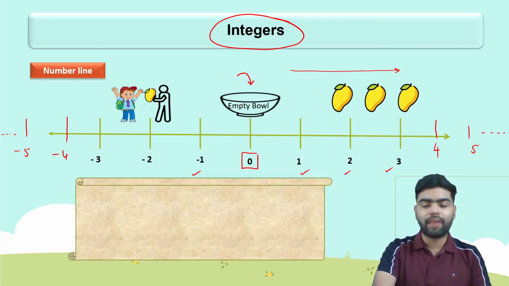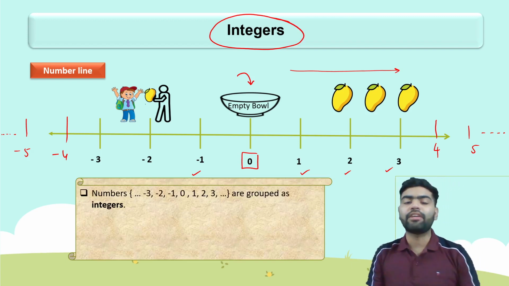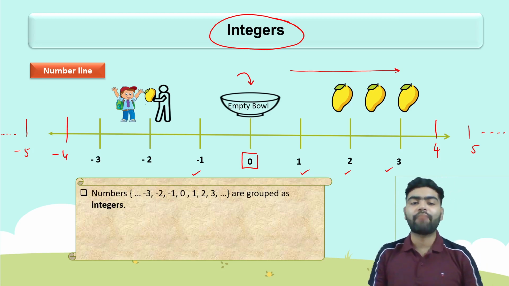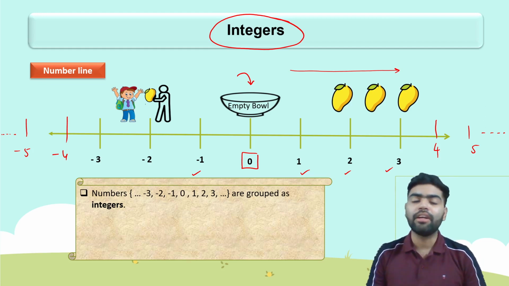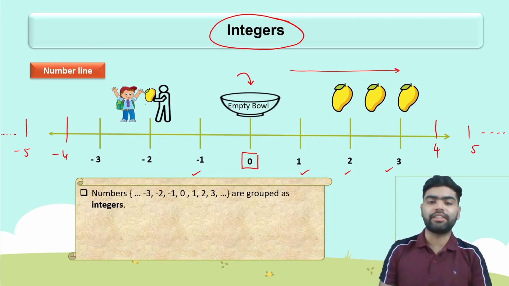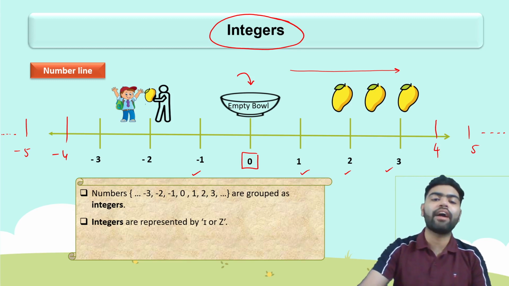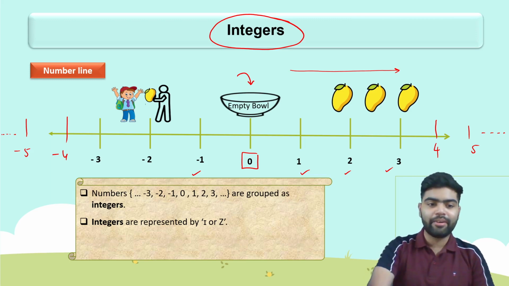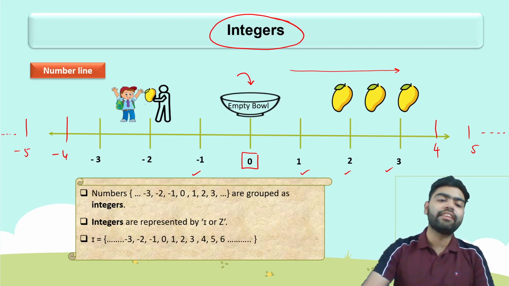So let's try to formalize this concept. The numbers represented with the help of this set, that is all the negative numbers like -3, -2, -1, then you have 0, and all the positive numbers 1, 2, 3 and so on, are grouped as integers. These numbers are known as integers, and integers are represented by either capital I or capital Z. So the set of integers can be represented in this manner.